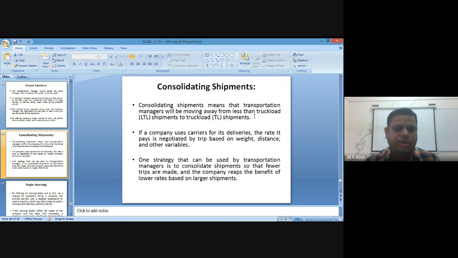So if a company uses carriers for its delivery, the rate it pays is negotiated by the trip based on weight, the distance, and other variables. One strategy that can be used by a transportation manager is to consolidate shipping so that fewer trips are made. The company reaps the benefit of lower rates based on the larger shipment. Basically, this happens in the shipment of four-wheelers inside containers.